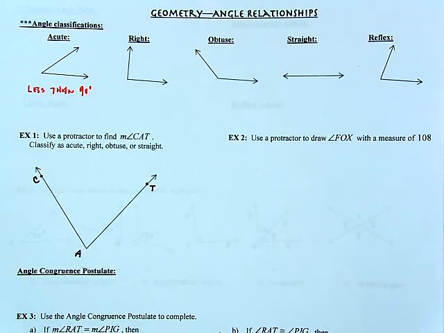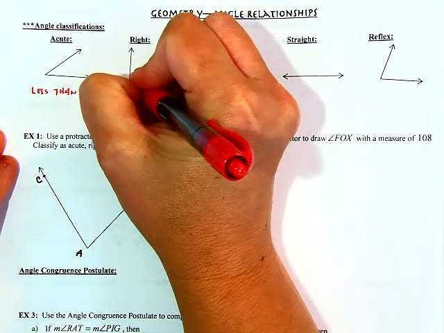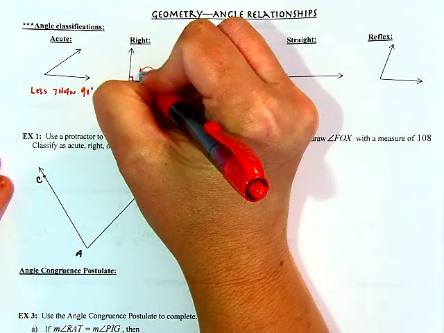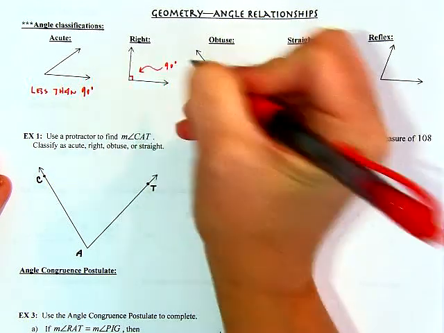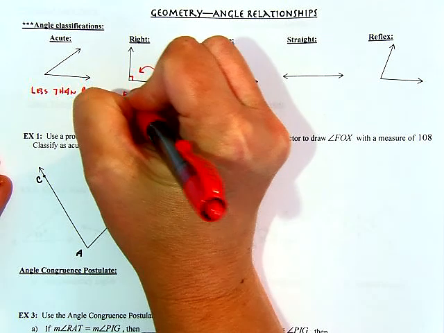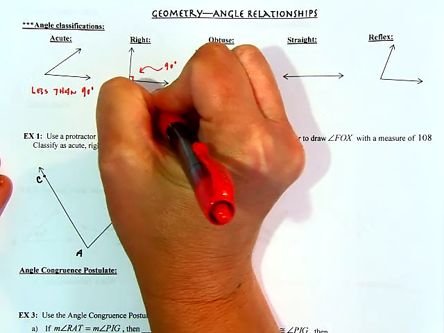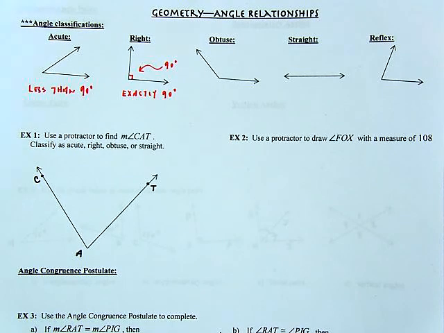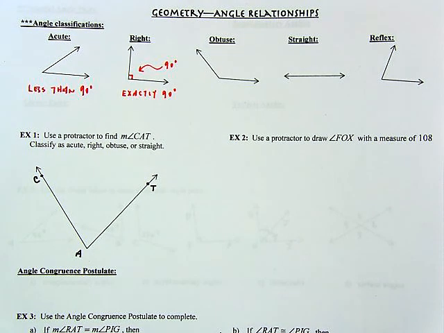Okay, a right angle, we often see this sweet little box notation that means that it's a right angle, which is exactly 90 degrees. So we have an angle that is exactly 90 degrees. Okay, an obtuse angle, we have an angle that is more than 90, but also less than 180 degrees.